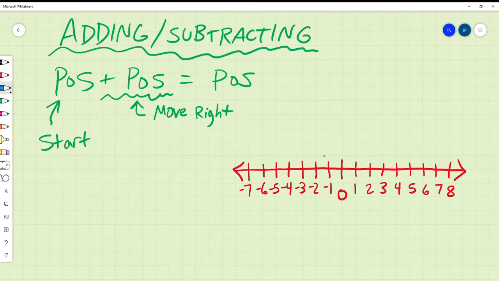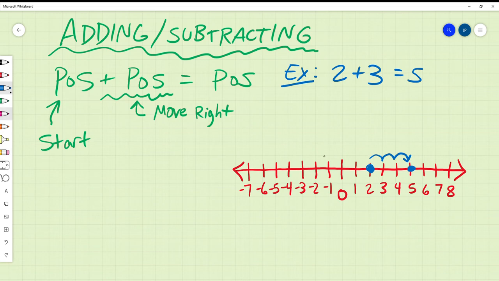say we have, for example, 2 plus 3, right? So we're starting off at the number 2, positive 2 on the number line, and we're adding 3 to that, or we're going to move to the right 3 places. So 1, 2, 3, we're going to end up here at positive 5, right? 2 plus 3 is 5.